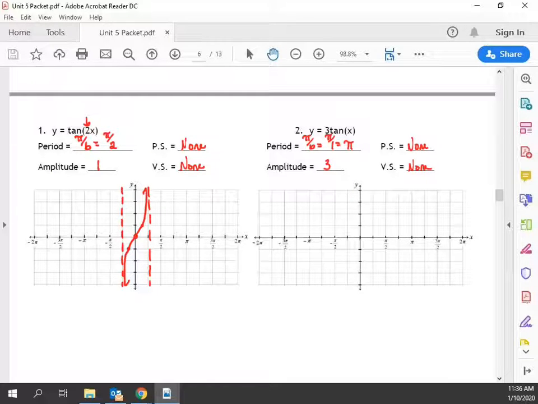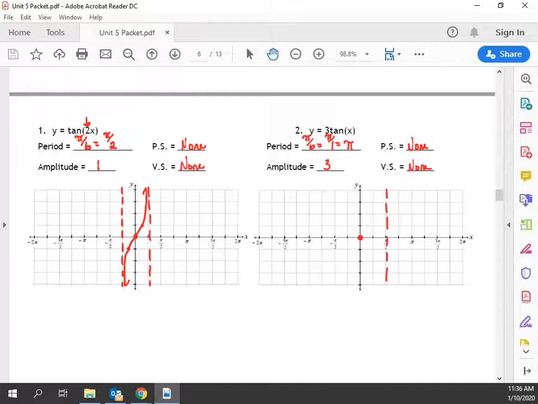All right. So let's go ahead with tangent again. There's no shift up, down, left, or right. So we are going to start in the origin. We do need to make our asymptotes with a gap of pi. So how far should I go to one side?